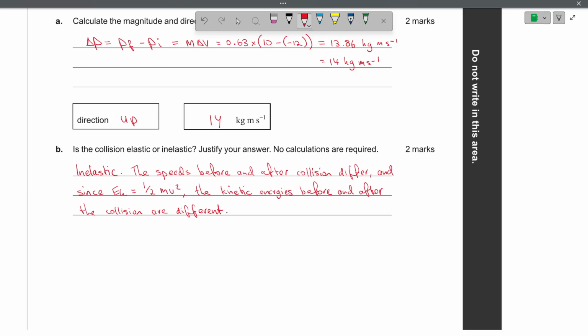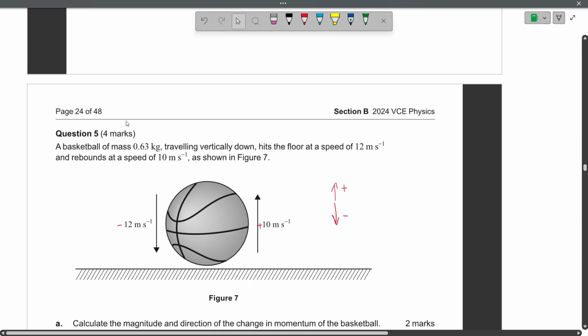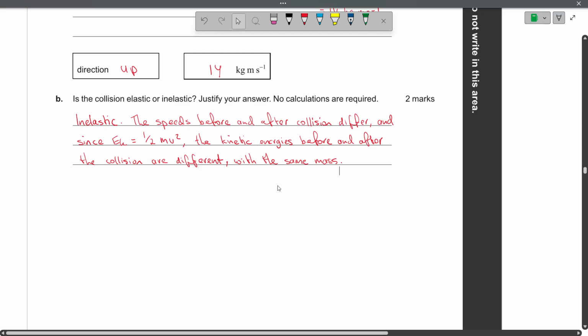Alright, so I should also mention with the same mass, because it is not entirely impossible that for some reason the mass has changed before and after the collision, which means that just because of this equation the kinetic energies might turn out to be the same, but we're assuming that there is no mass change in this collision.